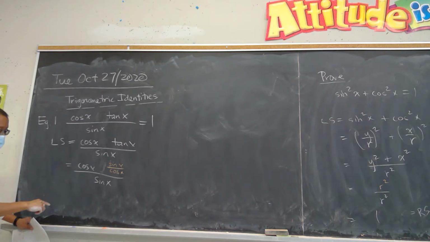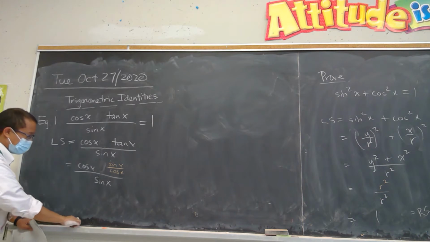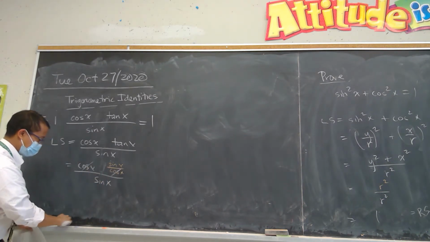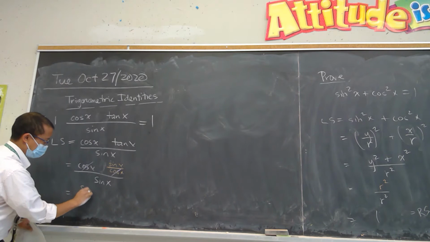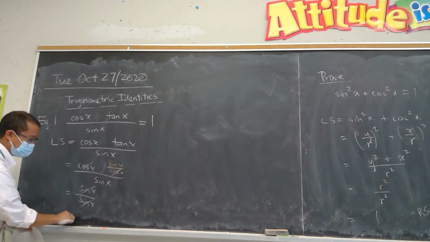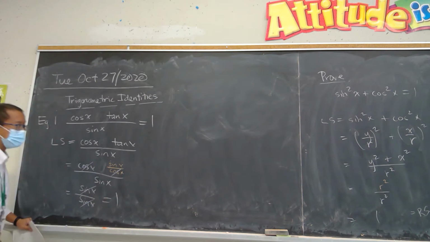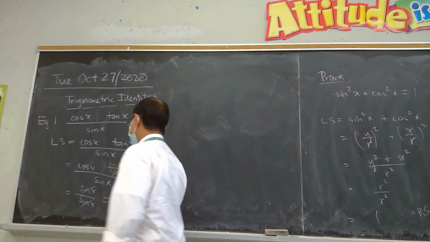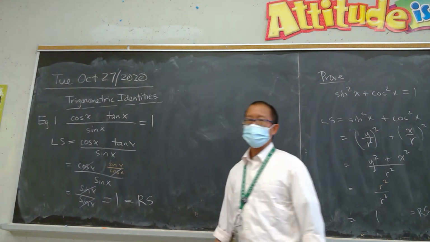So it's supposed to look like this. So then the cos x divides out this cos x, and this sine x divided by that sine x, which equals 1, which is of course equal to the right side. So we've already proven the identity.